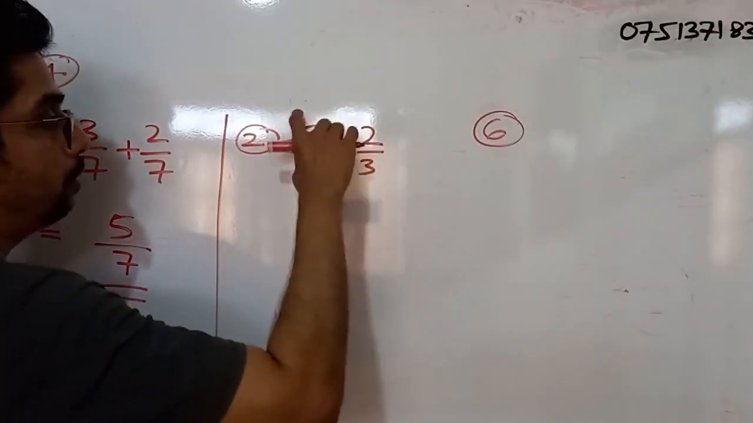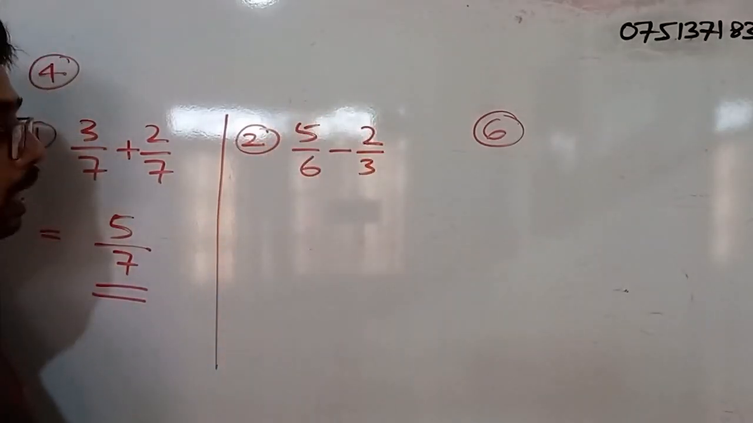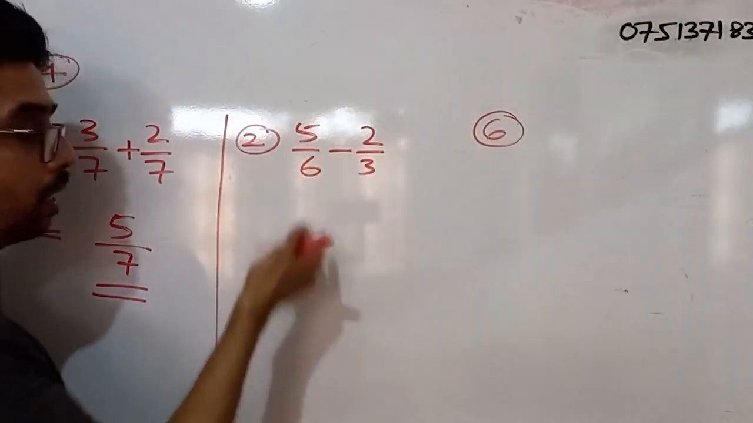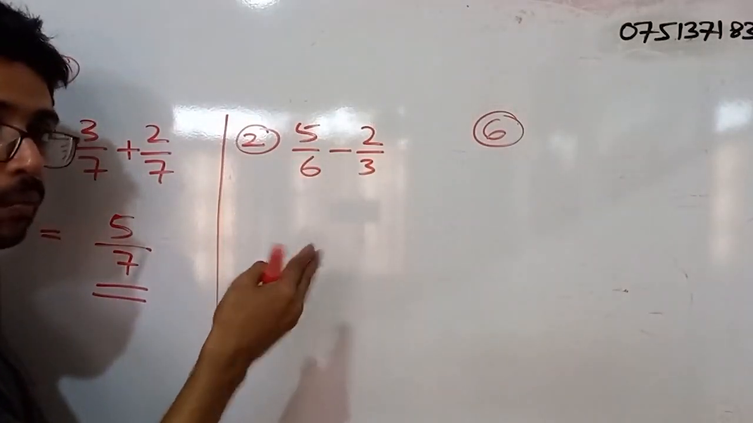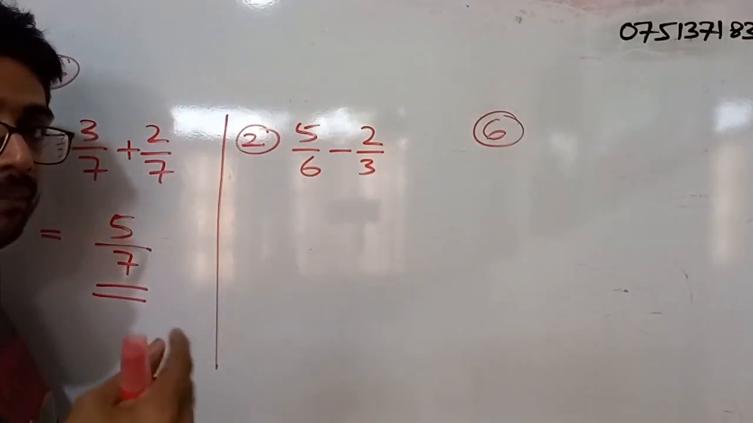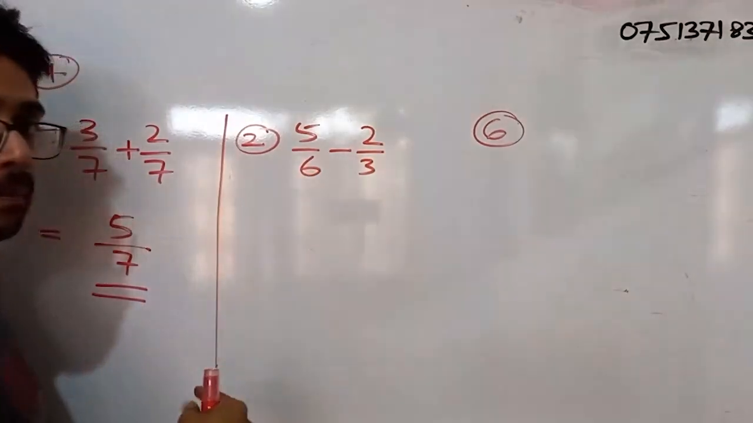If we observe the given two fractions and their denominators, we cannot proceed from here. Why? The denominators are not the same. Then we have to make them the same.